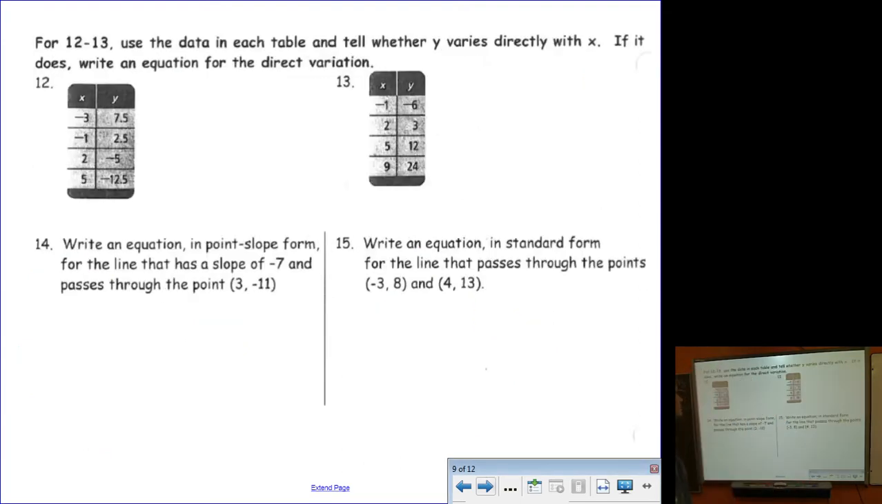All right, here I want to see if the table represents direct variation. And if it does, write an equation. Well, you can tell if a table represents direct variation by looking at if every ratio of y to x is equal. In this case, 7.5 over negative 3 equals negative 2.5.